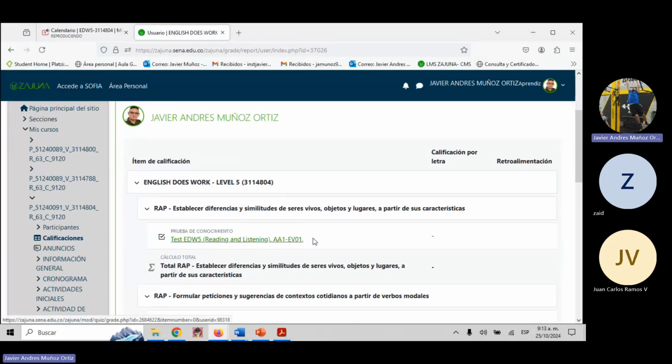Perfect. So once you click on calificaciones or grades, you're going to be able to see an A, that's going to mean approved, your evidence is approved, or you're going to find a D, that means that your evidence is not approved, so you will have to repeat it as many times as possible. You have limited tries to take the test. So if you fail for the first time, you can try it again and again as many times as you want.